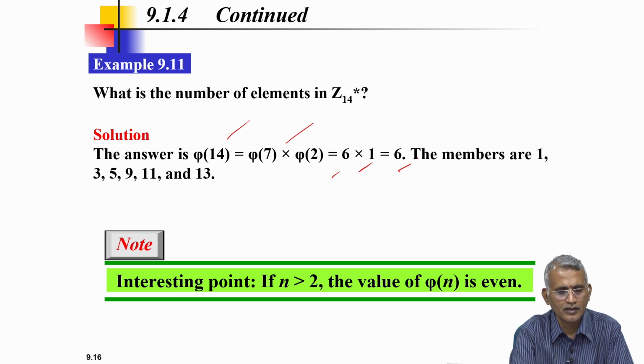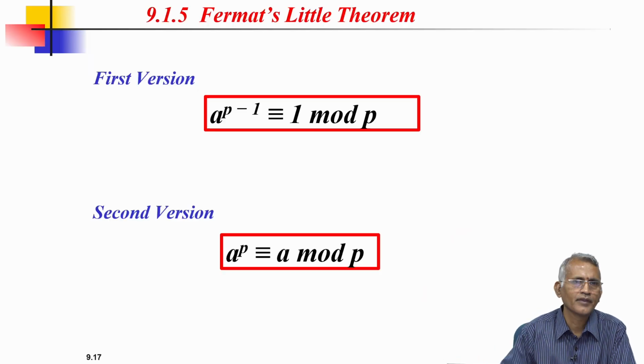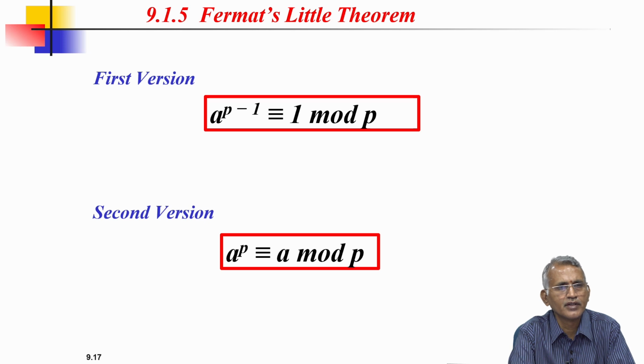So, this is totally 6 numbers, yes, exactly. It is an interesting point that if n is greater than 2, the value of phi of n is even. Next, Fermat's little theorem. We just saw the proof also, and it is most important to recollect all these things.